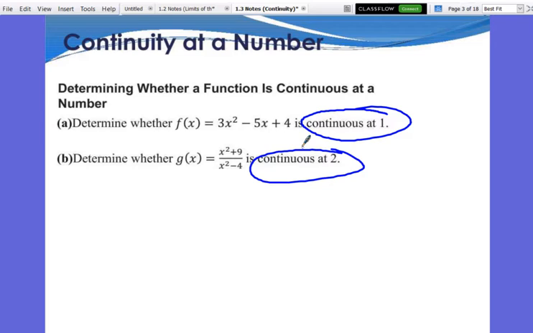So, is this one continuous at 2? No, because when I plug it in there, I'm going to get 0 in the denominator. So it is not continuous at 2.